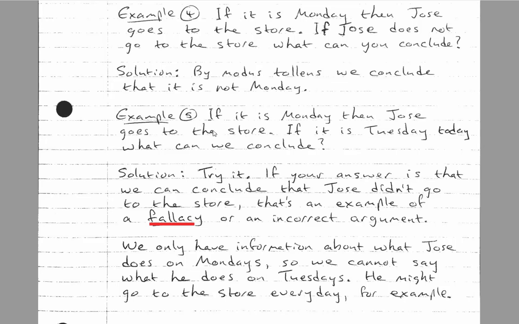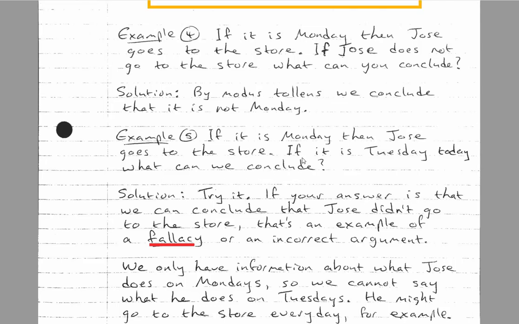Okay, another variation. Example 5. If it is Monday, then Jose goes to the store, right? The same thing. If it is Tuesday today, what can we conclude? All right, so if it is Monday, then Jose goes to the store. We have that information. But today is Tuesday. So what do you think?